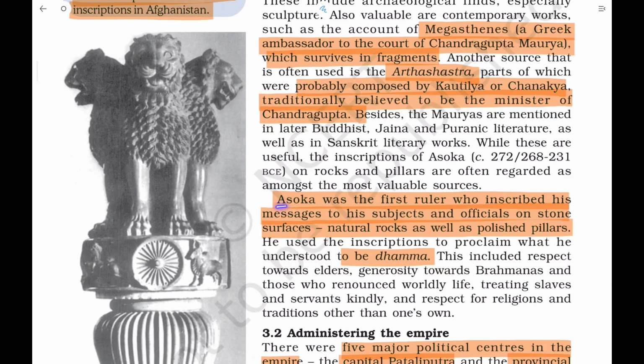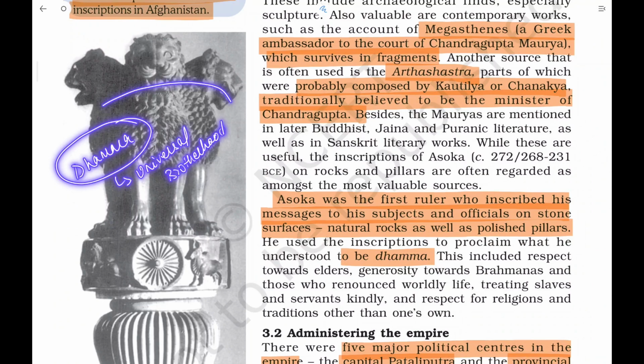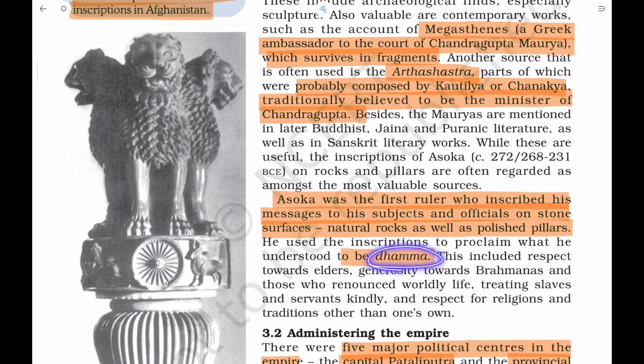Next, Ashoka was the first ruler who inscribed his message to his subjects on official stone surfaces, natural rocks as well as polished pillars. Ashoka is also known for his Dhamma policy. Another name for the Dhamma policy was Universal Brotherhood. He was a different kind of ruler and he patronized all cultures. He was very keen to launch his own religion also. So this Dhamma was a policy of universal brotherhood.